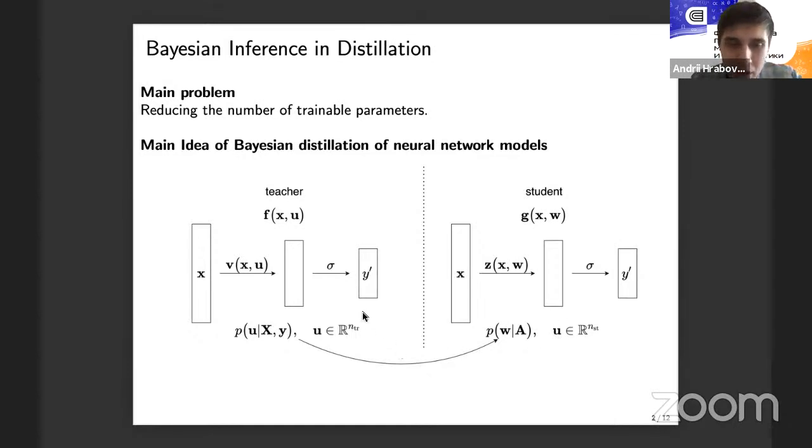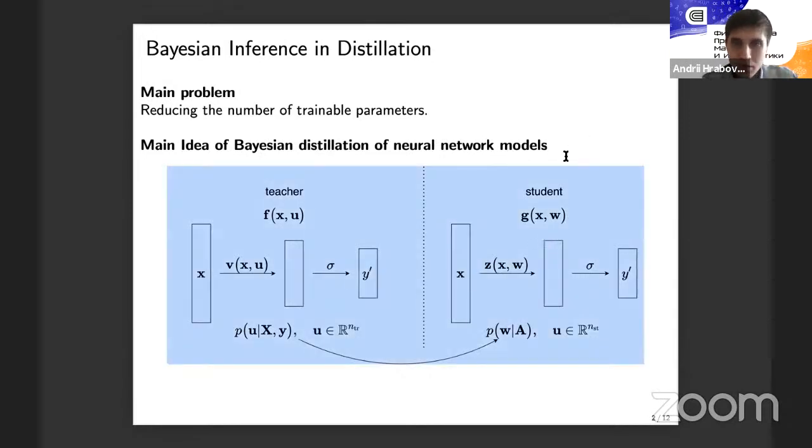As you can see, the space of teacher parameters and the student parameters is not the same, and the function and structure of the teacher model and the student model are not the same either. The main idea is that first we need to align the teacher structure to the student structure, and after that we can use the posterior distribution over these parameters as a prior distribution for the student parameters.